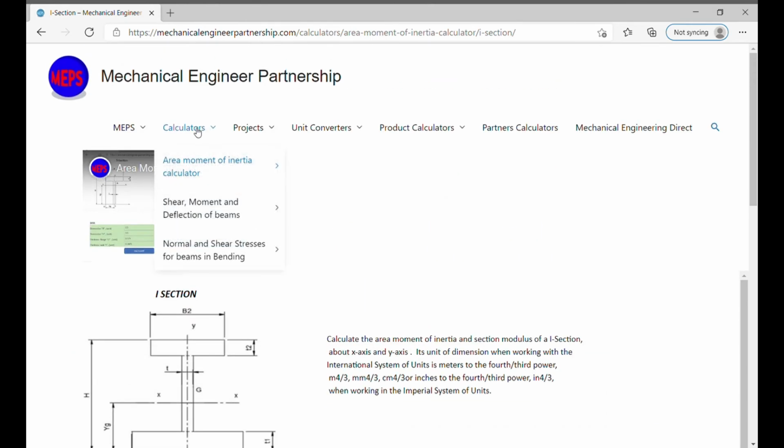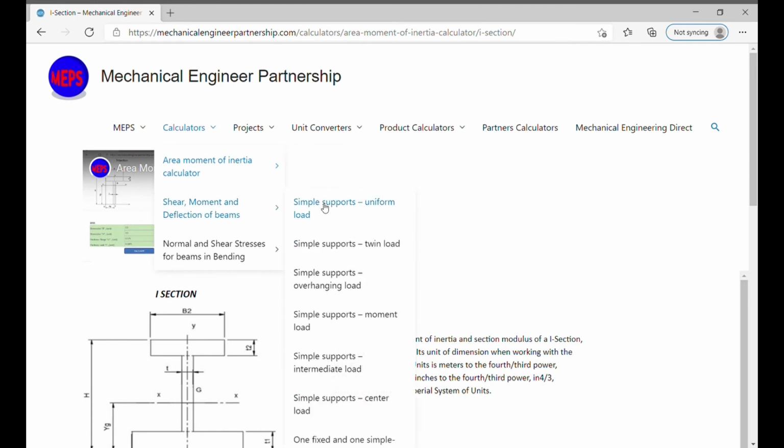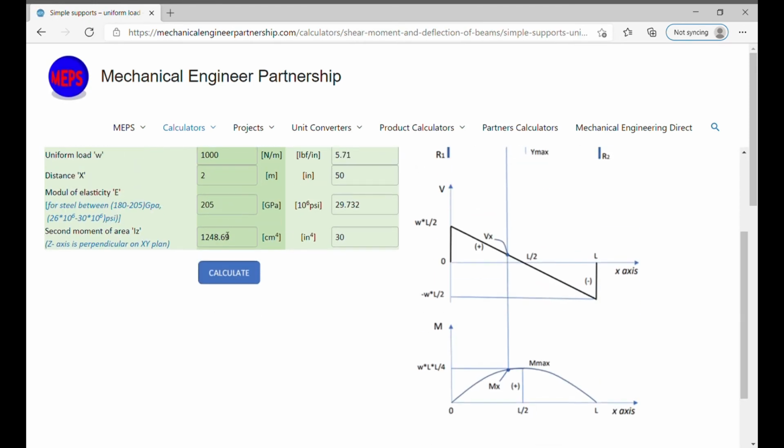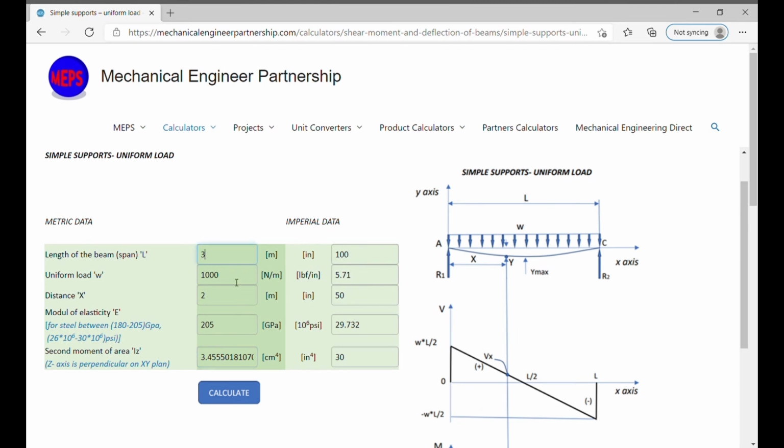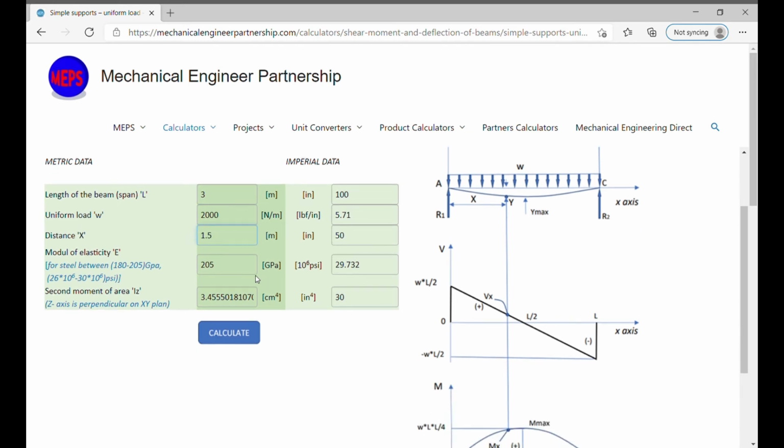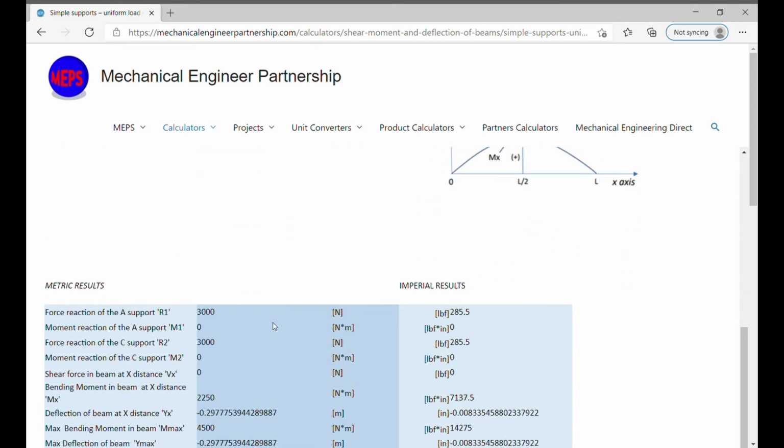copy the value and return to the simple supports uniform load, shear moment, and deflection of beams calculator. Paste the value of area moment of inertia in the second moment of area cell, replace the length L with 3 meters, 2000 newtons per meter for uniform load, and 1.5 meters for X distance, the middle of the beam, modulus of elasticity 205 gigapascal, and then calculate. The results are in the blue table.